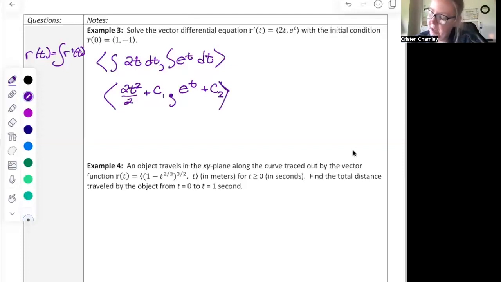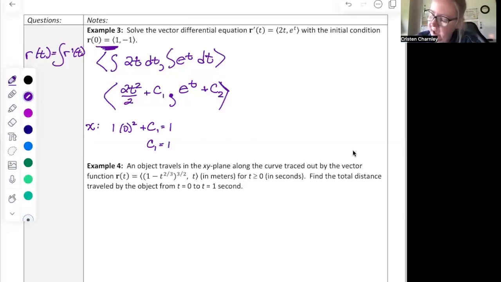There we go. Now, r of 0 equals ⟨1, -1⟩. In my x component, I know that the t value is 0. So this would be 1 times 0 squared plus c1. Well, this has to be equal to 1. So 1 times 0 squared is 0, which means that first constant of integration is 1.